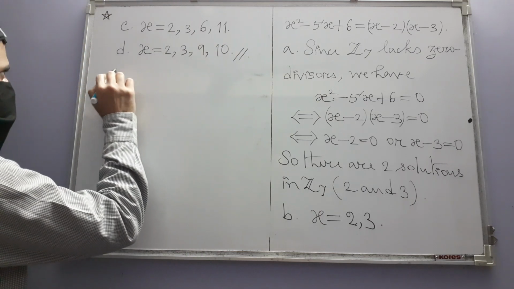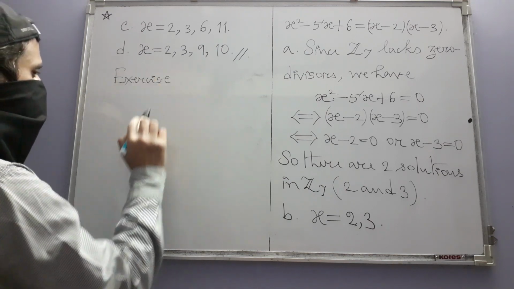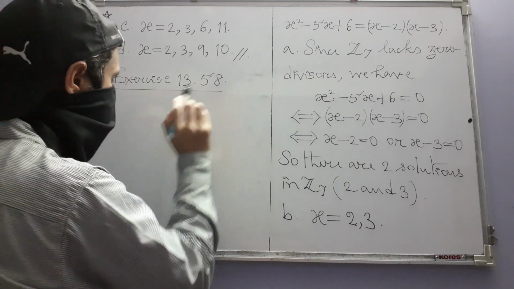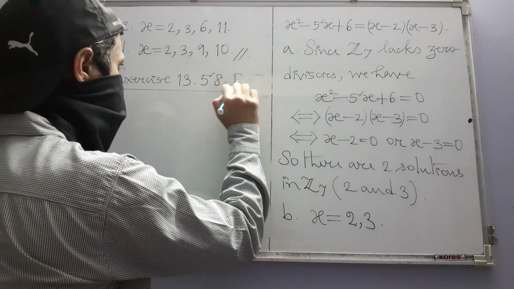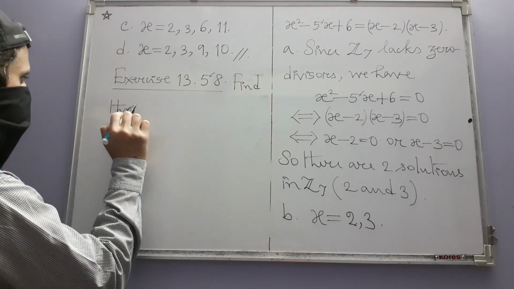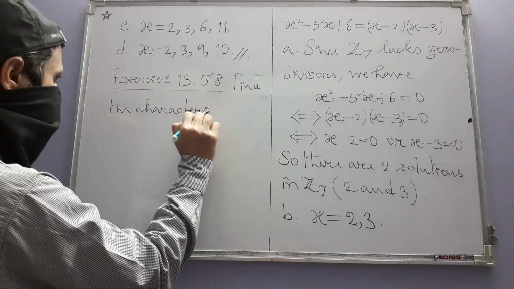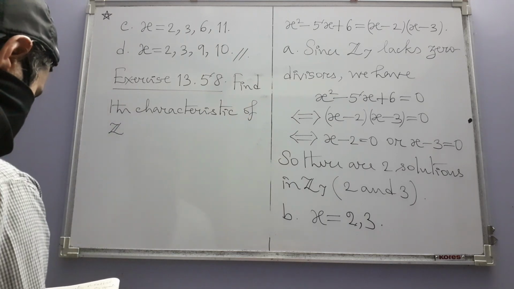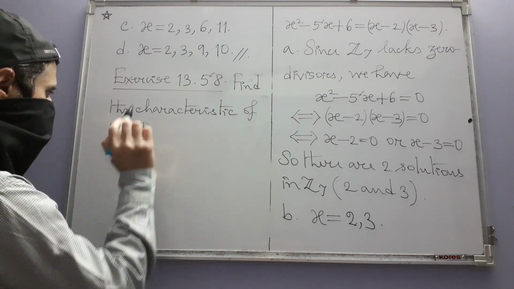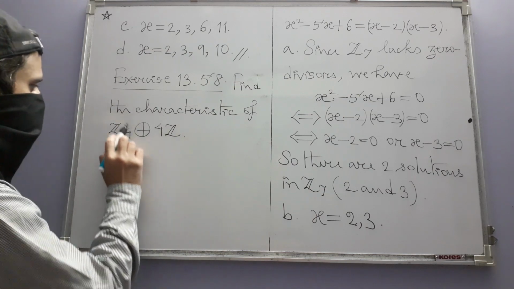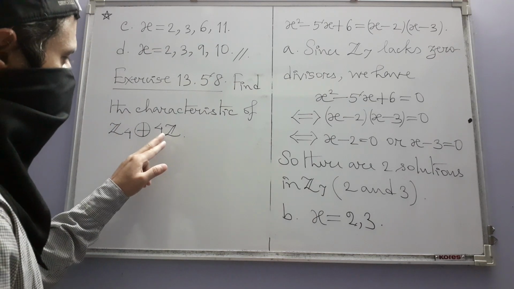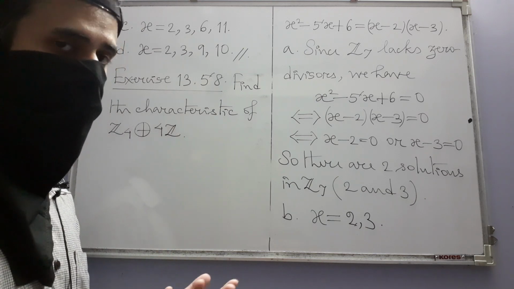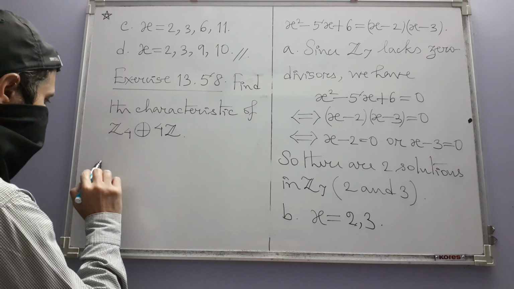And let us finally see one more. This will be 58. Find the characteristic of this direct sum. We understand that this is the ring with 4 elements, and this is the subring of the ring of integers consisting of all the integer multiples of 4.